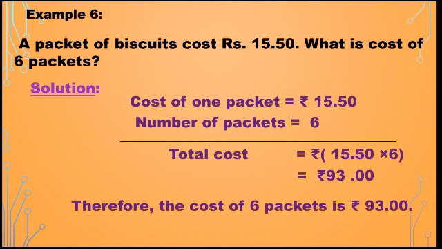So the cost of one packet is 15 rupees 50 paise. The number of packets is 6. So to get the total cost we have to multiply. After multiplication, I have got rupees 93. The cost of the 6 packets of biscuits is rupees 93.